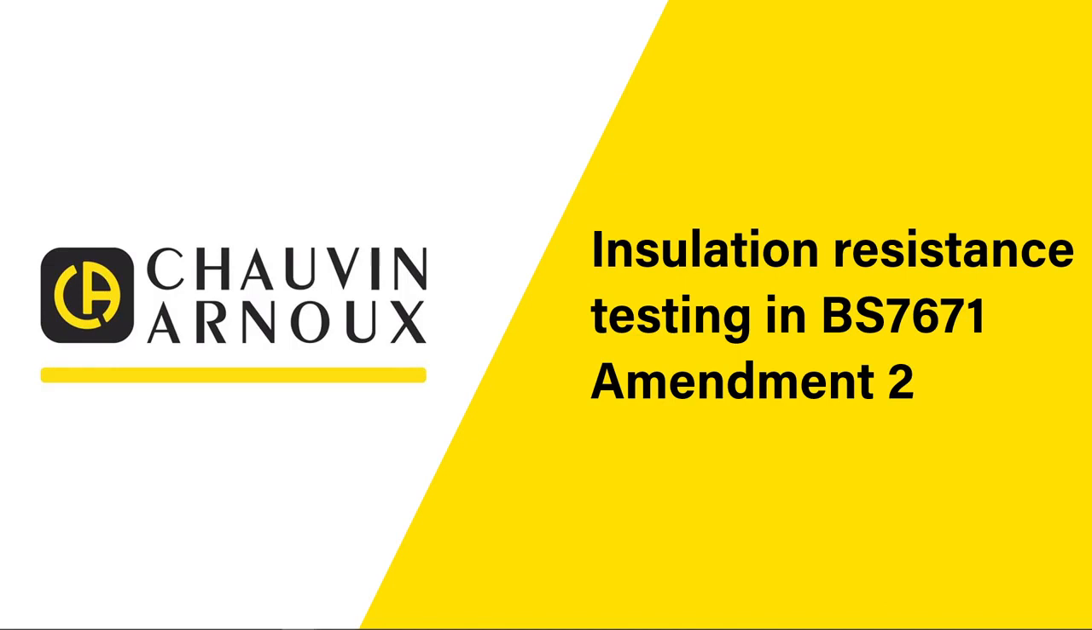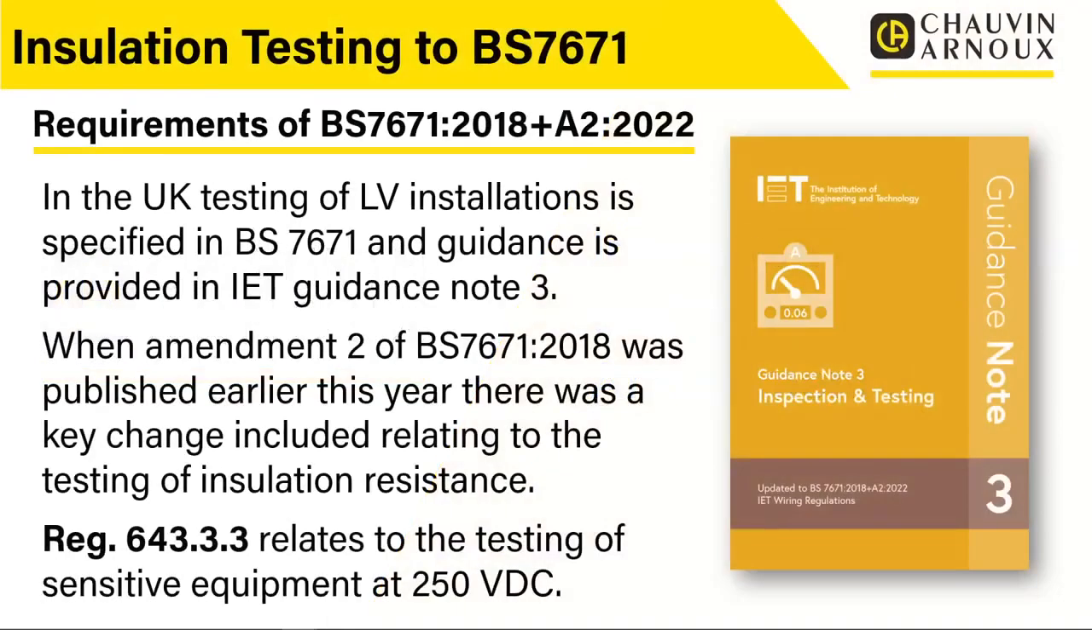Now we're going to take a look in a bit more detail at the requirements of BS7671 Amendment 2. This is the new wiring regulations that were released in the UK earlier this year. So the requirements of BS7671 2018, which is the 18th edition of the wiring regs in the UK. Earlier this year we got Amendment 2. Amendment 2 has made some little changes that we want to discuss during this webinar.